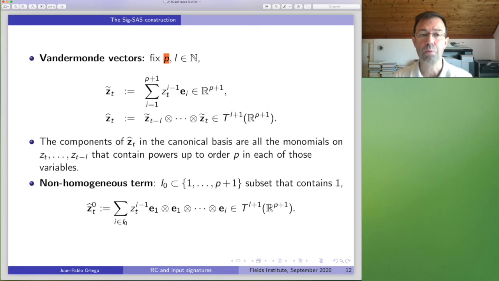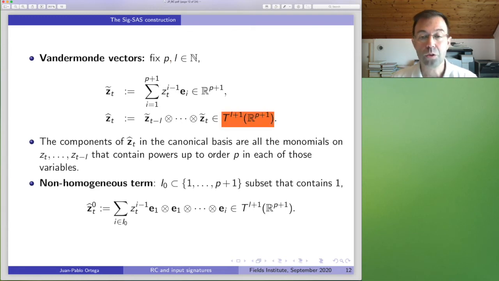So here the inputs are one dimensional, right? So there is this C_t, which is a number, and then you take the 0 up to P powers of it, and this gives me a P plus 1 tuple, right? Well, I do it for t, I do it for t minus 1, I do it up to t minus L, and then I take the tensor product of that, right? So this gives me indeed a tensor in this space, okay?